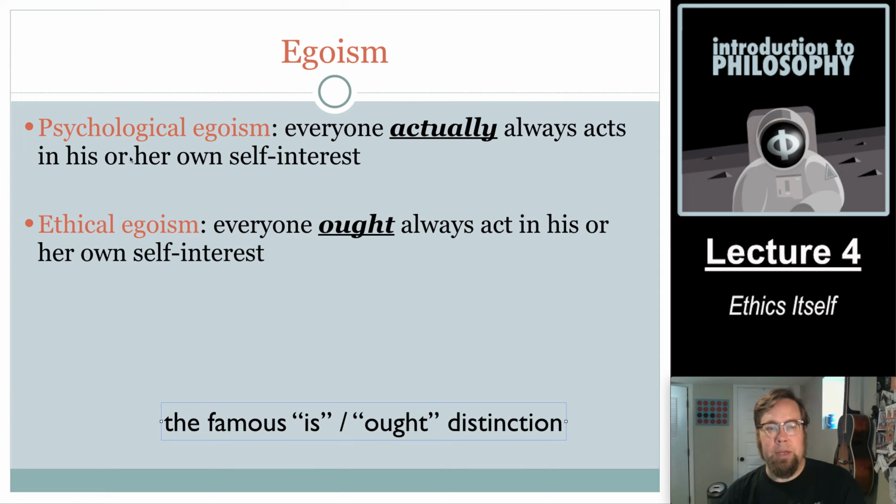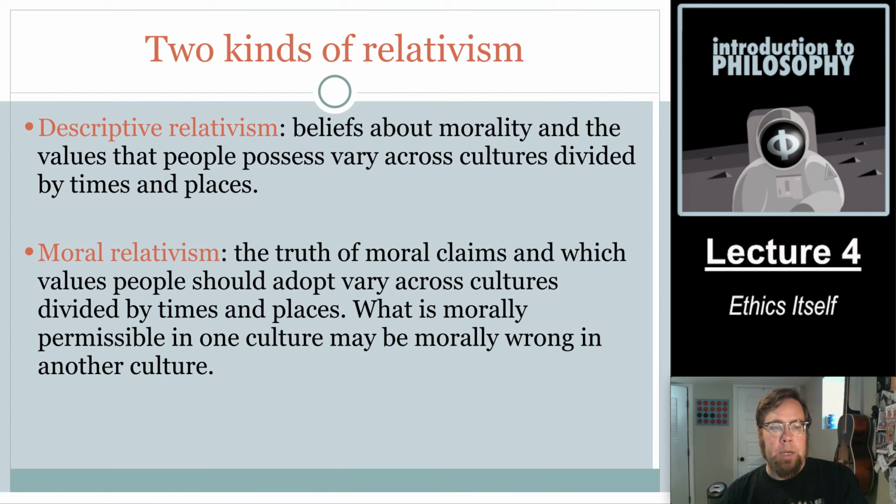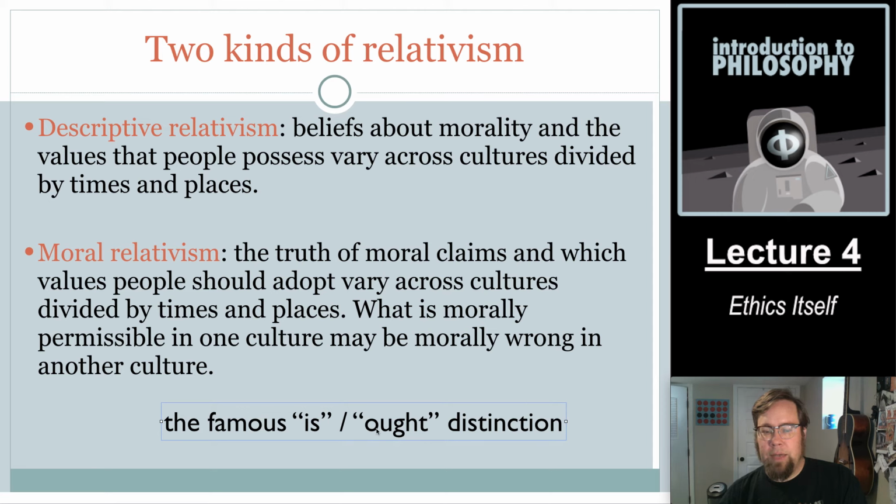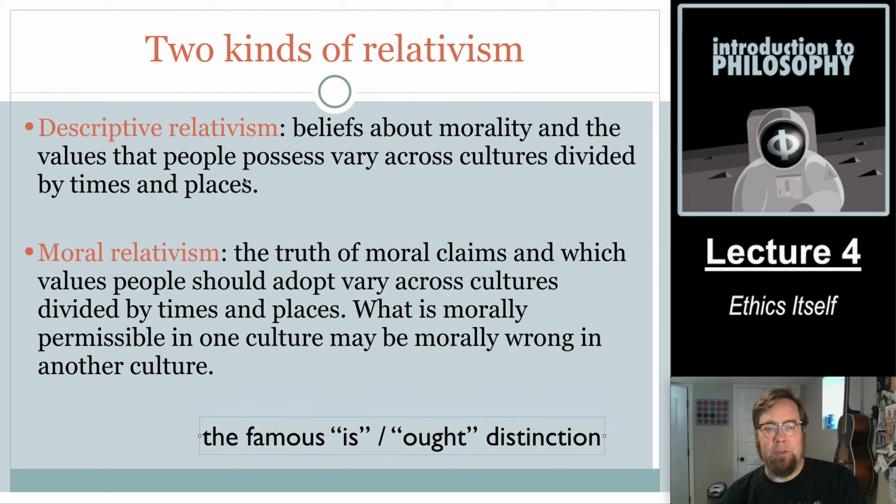So back when we were talking about psychological egoism versus ethical egoism, psychological egoism is making a claim about what is the case, where ethical egoism is making a claim about what ought to be the case. And so similarly, we're comparing two kinds of social relativism, descriptive relativism and moral relativism. We're really, again, engaging with the distinction between is and ought. Descriptive relativism is saying that beliefs about morality and the values that people possess vary across cultures divided by times and places. So descriptive relativism is attempting to describe what really happens with societies.